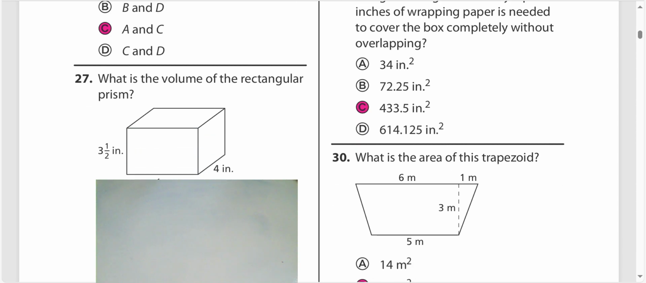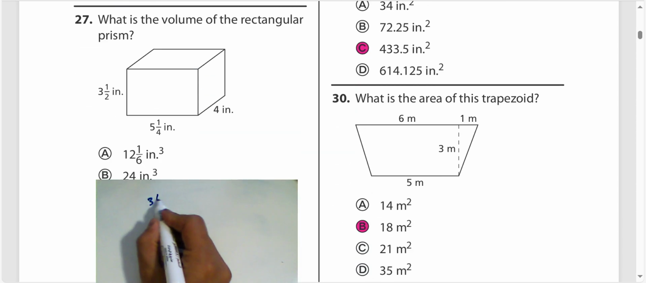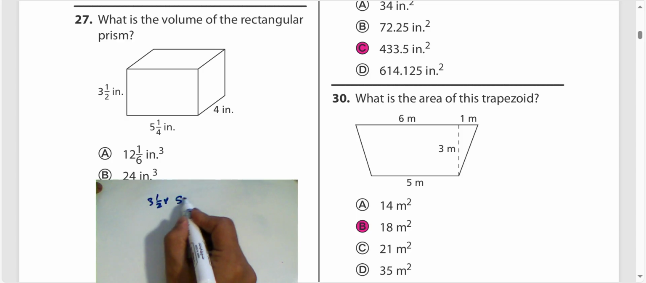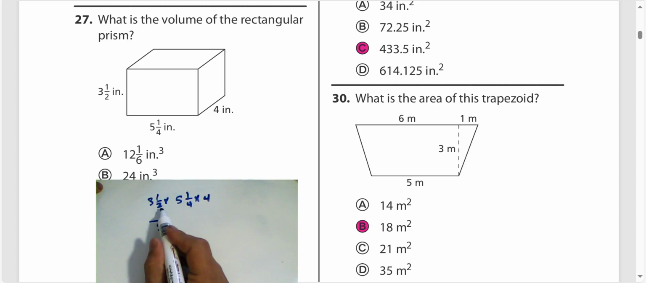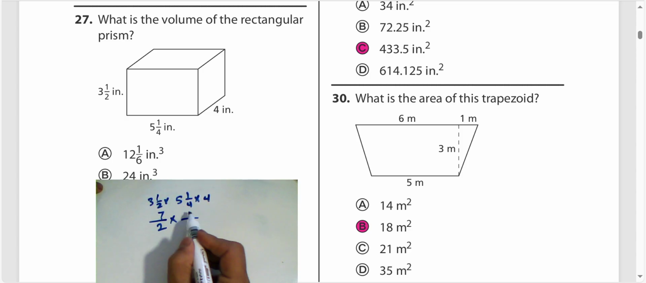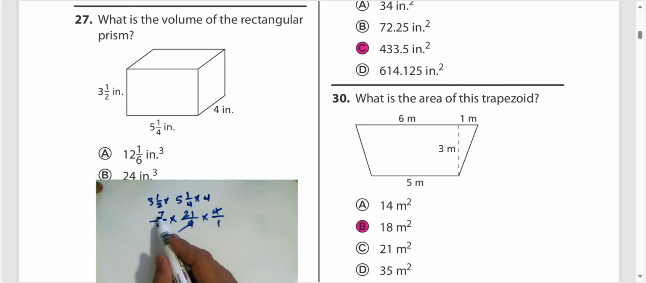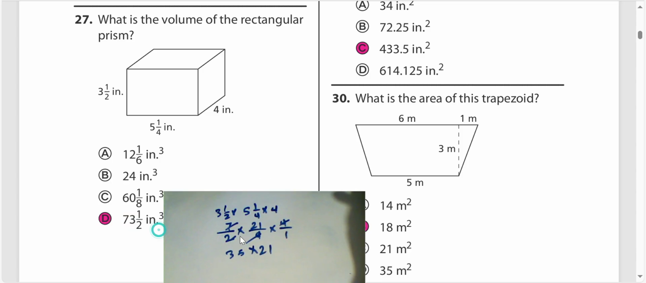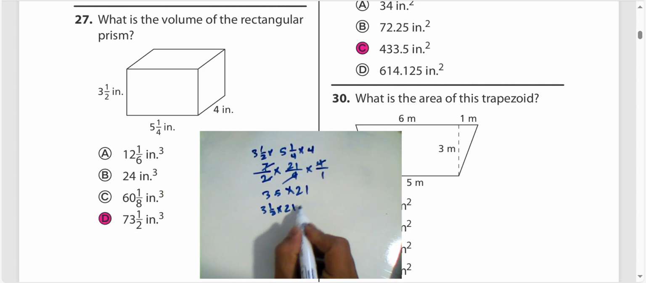Next question. What is the volume of the rectangular prism? The volume equals length times width times height. We have 3.5 times 5 and 1/4 times 4. We can write 3 and 1/2 as 7 over 2, and 5 and 1/4 as 21 over 4, times 4. Dividing by 4, we get 7 over 2 times 21. 7 divided by 2 is 3.5, so you can write 3.5 times 21.